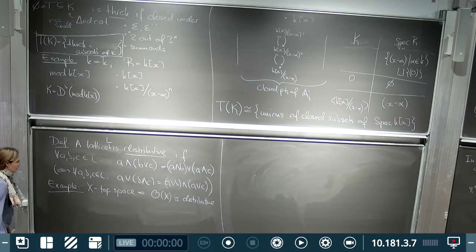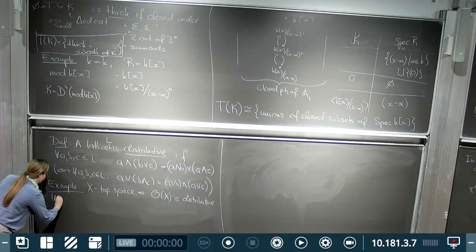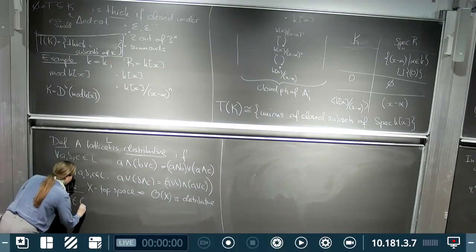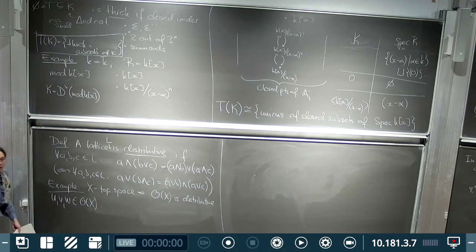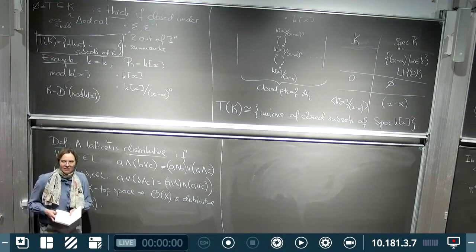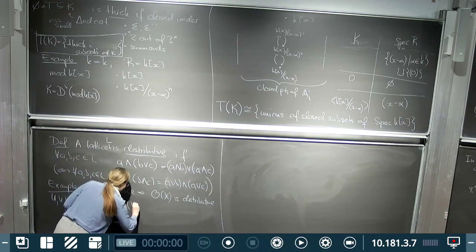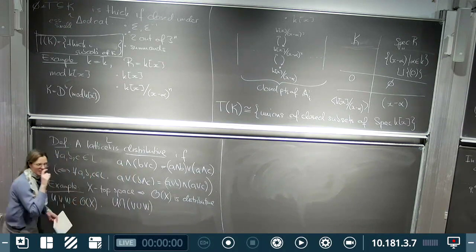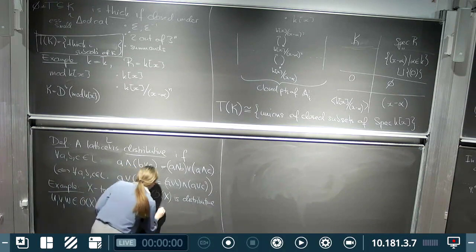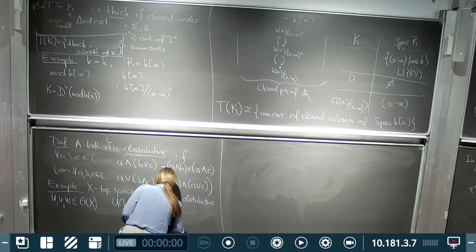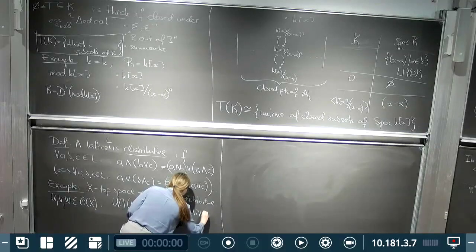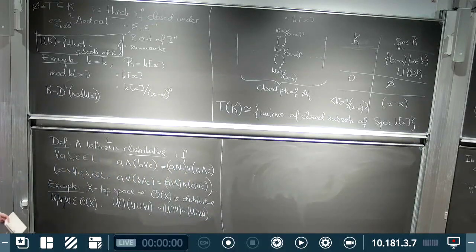Okay. So how do we see that? If we have three opens, well, we know that meets and joins here are just intersection and union, and this is an exercise that you had some time in first year. I don't know which lecture you do that in, but we know that intersections distribute over unions. So this is good. This is a nice thing.